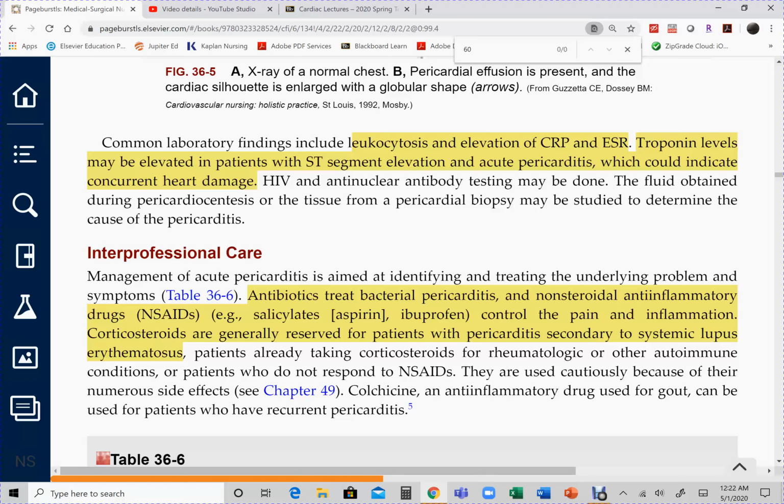Right, because there is inflammation, so you'll expect an increase in WBC, and again of your inflammatory markers, CRP and ESR will also rise. There is troponin level elevation here in acute pericarditis, especially of course if the cause is an MI.